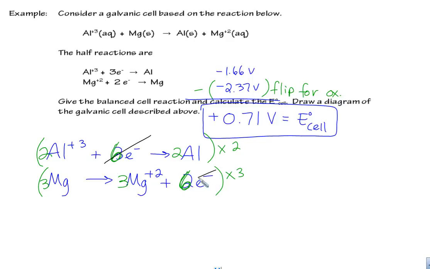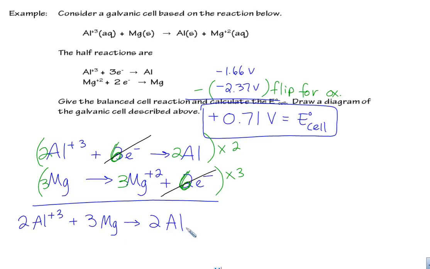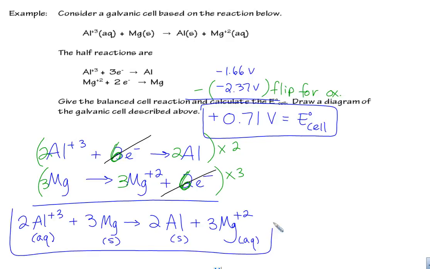Those should always cancel, and I can add these together to get the overall balanced equation. There'd be 2 aluminum plus 3 ions, 3 magnesium solid. I would form 2 moles of solid aluminum and 3 moles of magnesium plus 2 ions. Again, all the ions are assumed to be in solution. If you wanted to, you could go through and put aqueous by the ions. And then these neutral particles are the solids. There we go, balanced equation.